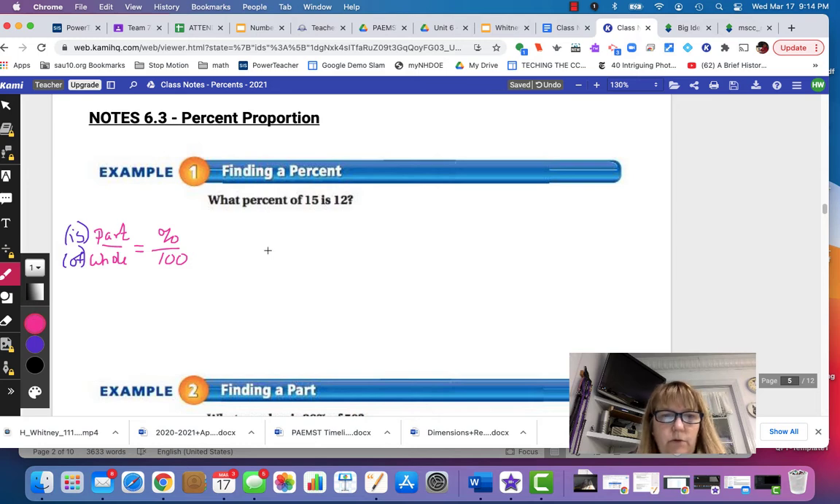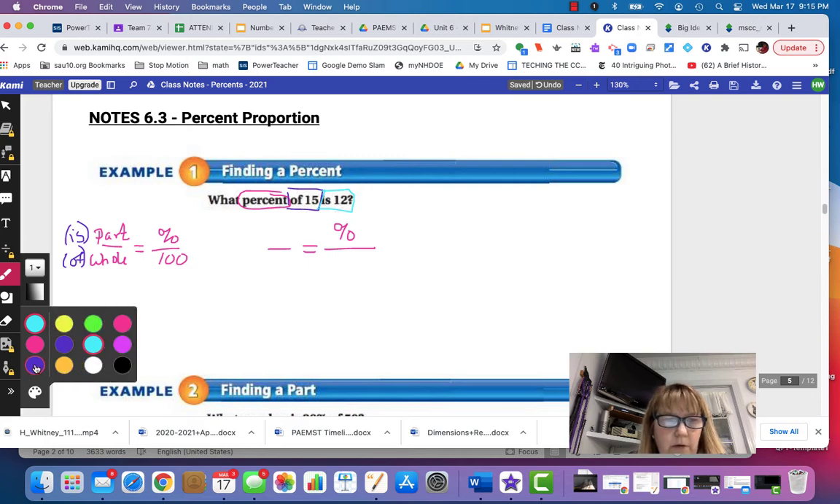So again, we're going to use this, finding the percent, by using the percent proportion. So we are looking for what the percent is. That is our unknown. And then on this side, we have: what percent of 15 is 12? So "of 15" is the whole, and that goes in the denominator over there. So 15 goes here. "Is 12," that is the part, that goes here.